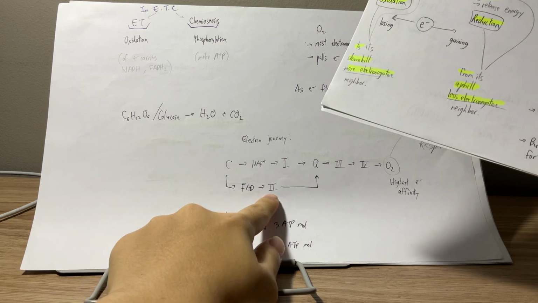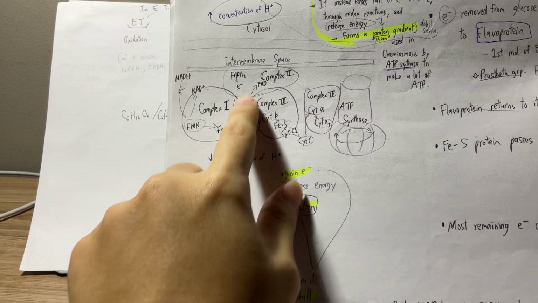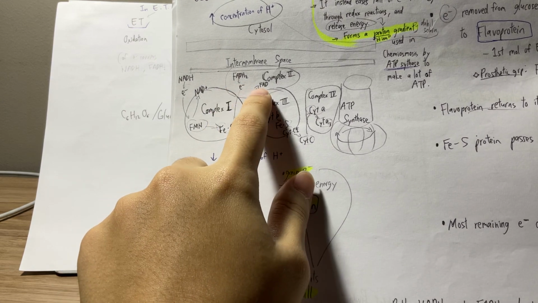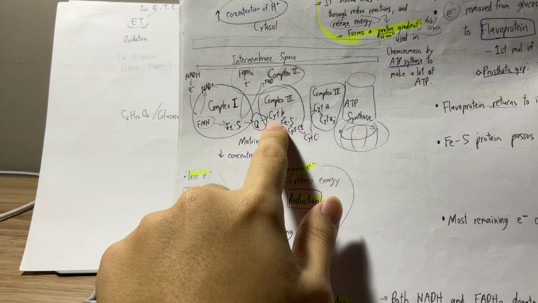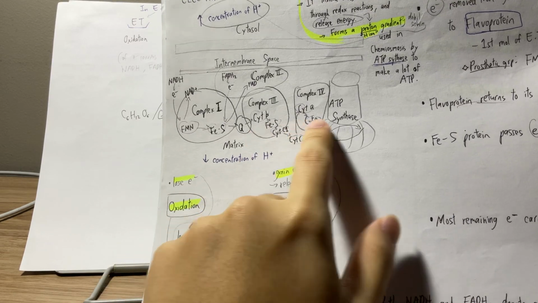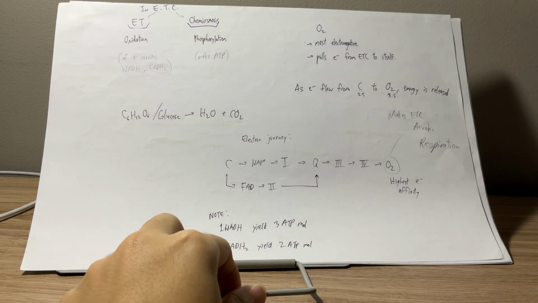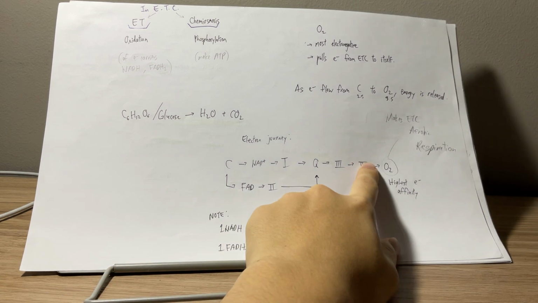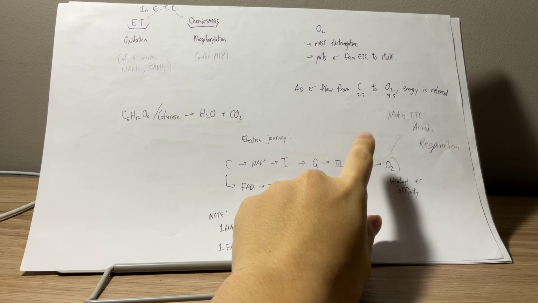FAD to complex 2, and then through ubiquinone. Complex 2 is right here. Okay, so FAD, complex 2, and then through ubiquinone, and then complex 3, and then complex 4, and then oxygen. Okay. And oxygen makes the electron transport chain aerobic respiration.